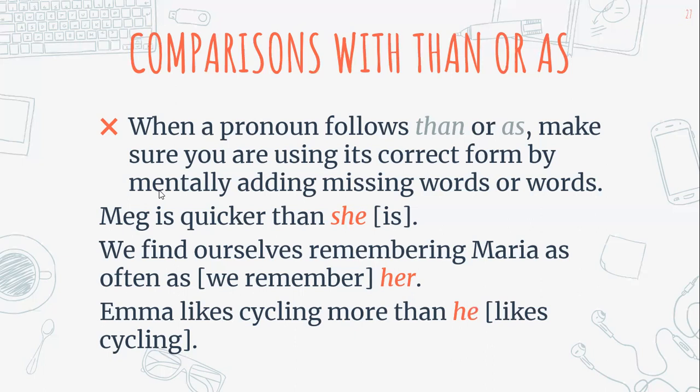Another example: Sonali is as smart as she is. Brian has the same car as I have. I am younger than she is. All of these are there. But most times, for example in the first sentence, we would say Meg is quicker than her. And of course, this can also work, right?